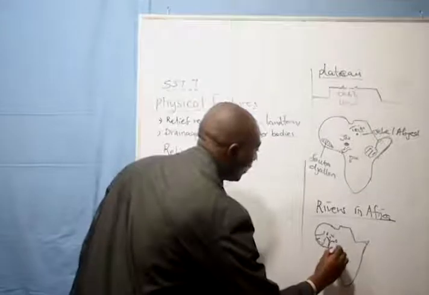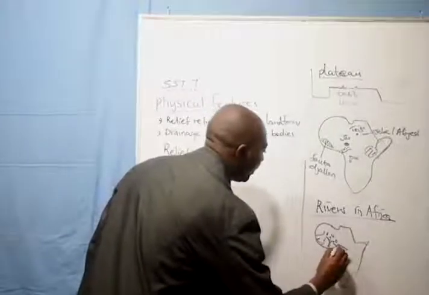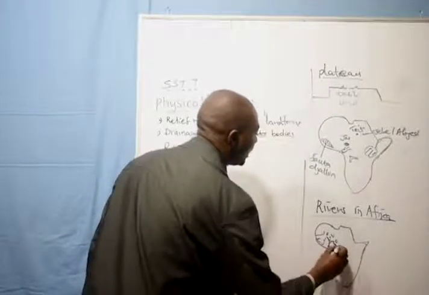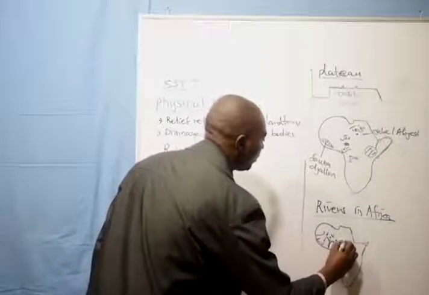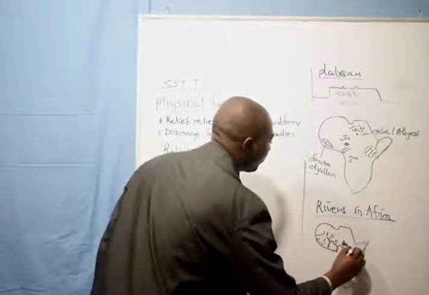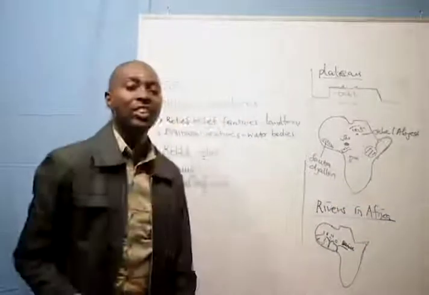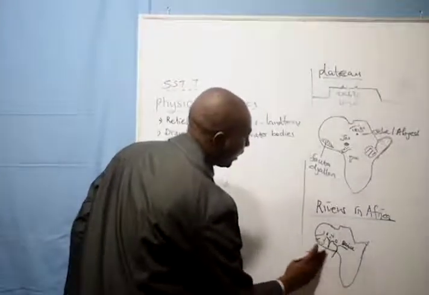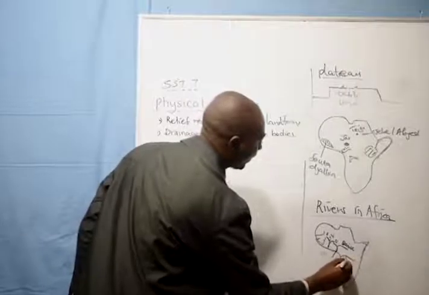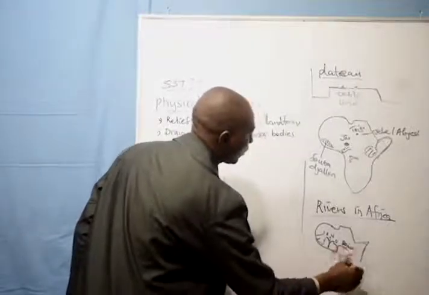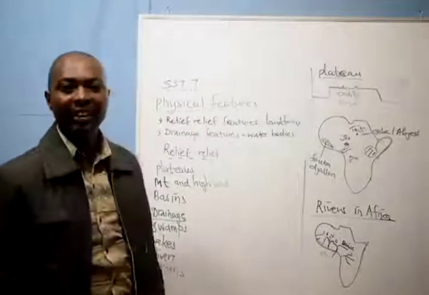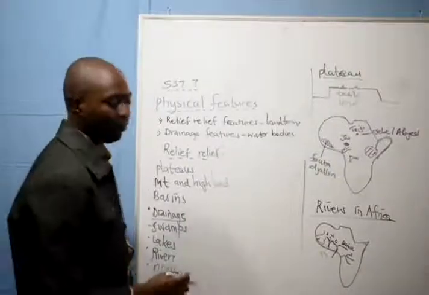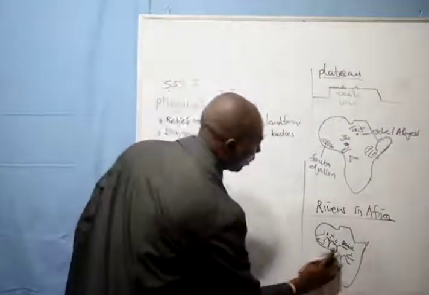Then from there, you have another river here that can only be identified because it has two tributaries and it is in Nigeria. It has a tributary known as Benue. This river is known as Niger. River Niger. Then we have another river here that has several tributaries. It occupies the central part of Africa. It carries the largest volume. It's known as River Congo.